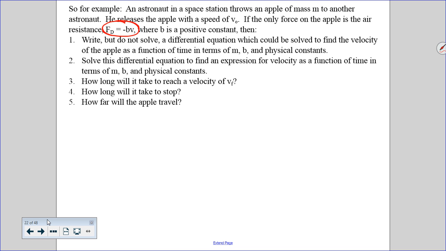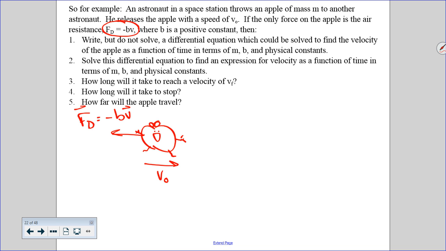So here's our apple. Look how happy he is. Okay, which way do you want the apple to be moving? To the right. Cool. So v is the velocity that he threw it at. Now, after he lets go of it, there's going to be a drag force on it. Fd equals, well, for us, it's actually negative bv. So these are vectors, actually.